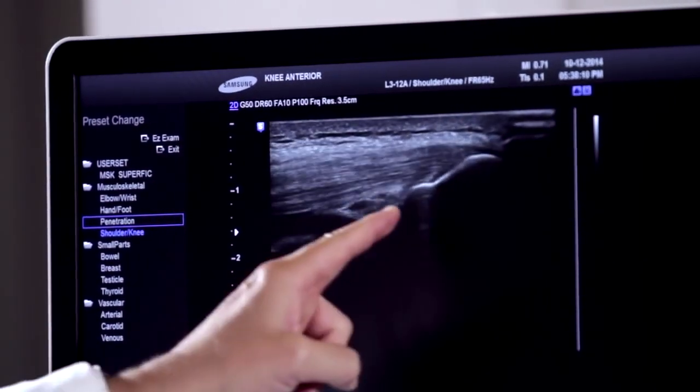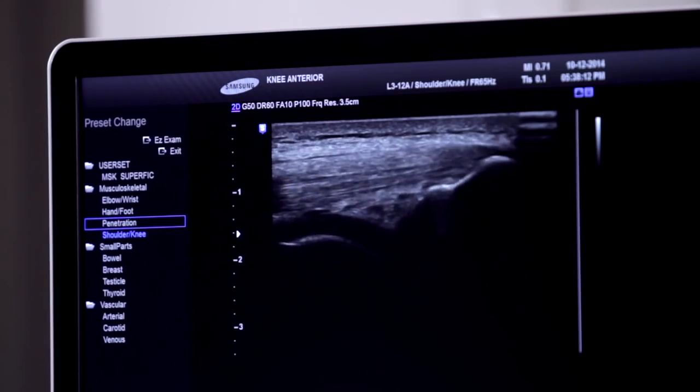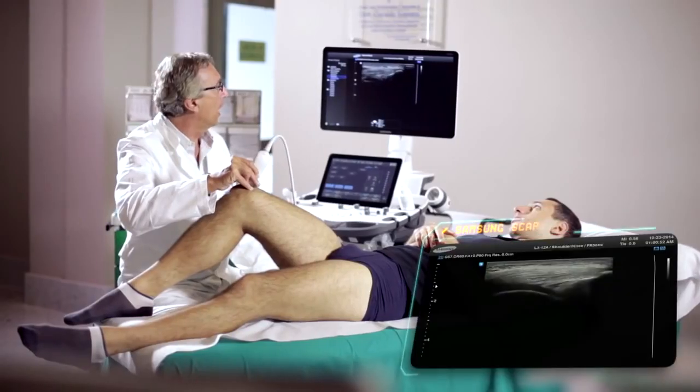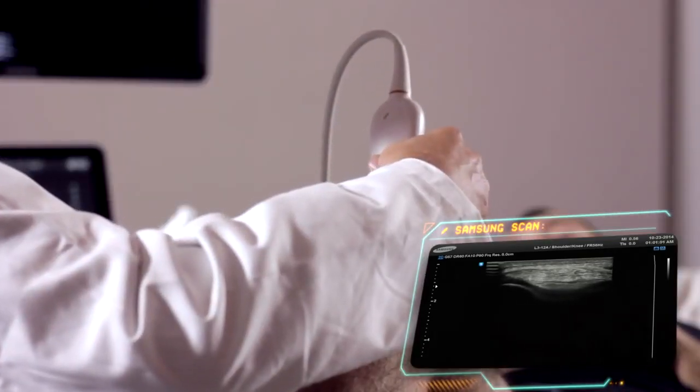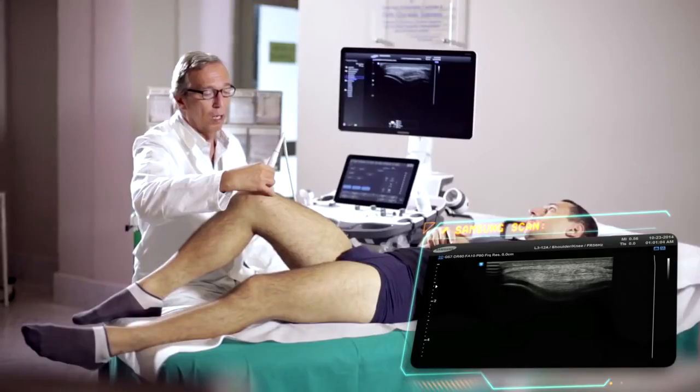Here you can see, at the level of the superior rotular pole, that the fibers have this characteristic appearance at the insertion. We will also use a short axis scan to scan it with another axial reference plane.